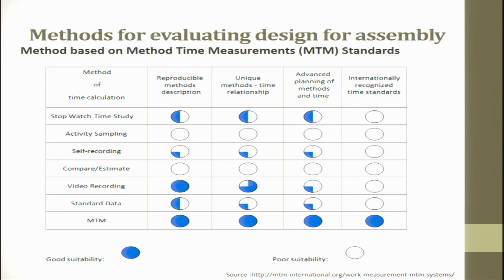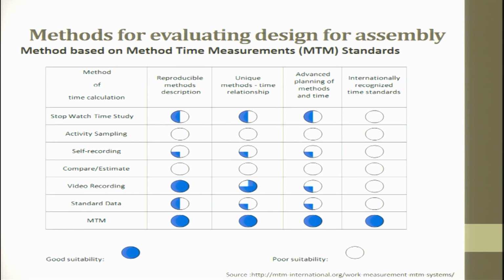For reproducible method description it is 50%, unique method time relationship 50%, advanced planning of method and time 50%, and internationally recognized time standard, it is not suitable at all. With video recording, reproducible method description is very well suited, and for unique method time relationship it is 75%, advanced planning for method study it can be used is 25%, and internationally recognized time standard has poor suitability.